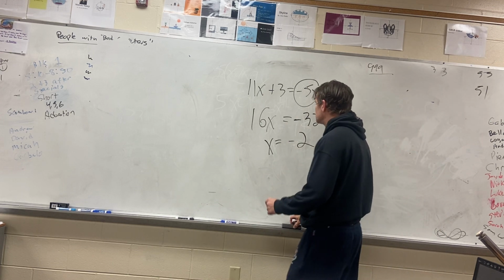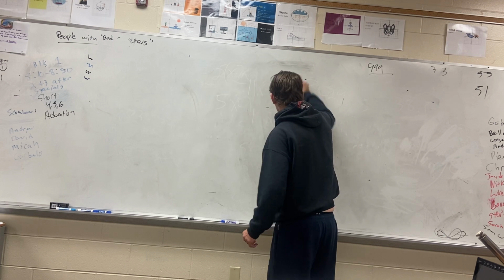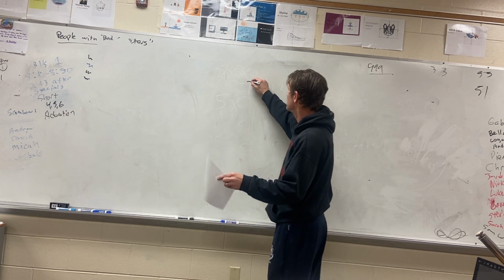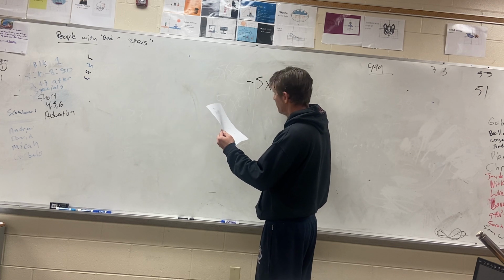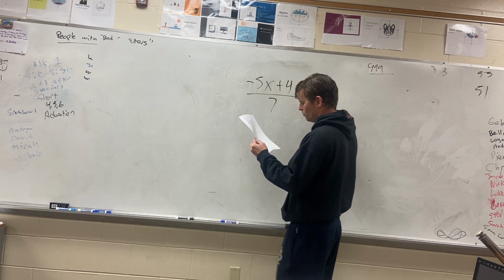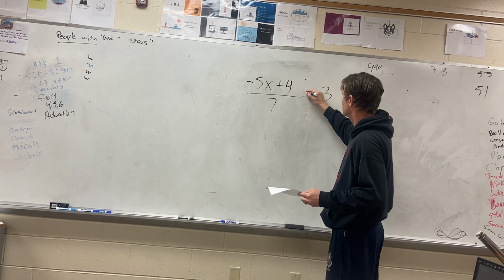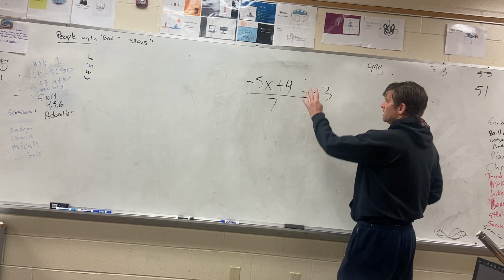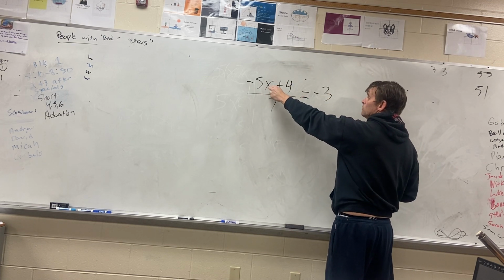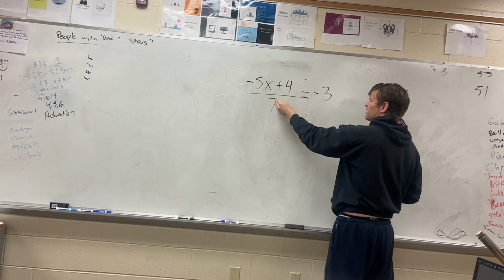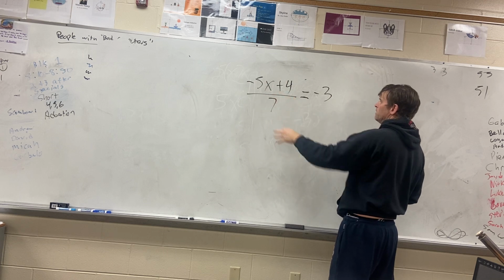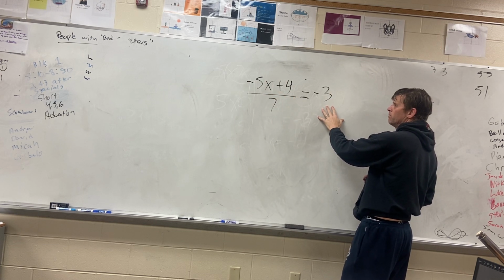Number 8. This one's important. Order of operations, or reverse order of operations. Negative 5x plus 4 over 7 equals negative 3. These are your two sides. This side, you can't put these together, and you can't put 7 into those things, so it's as simple as it can be. This side is obviously as simple as it can be.